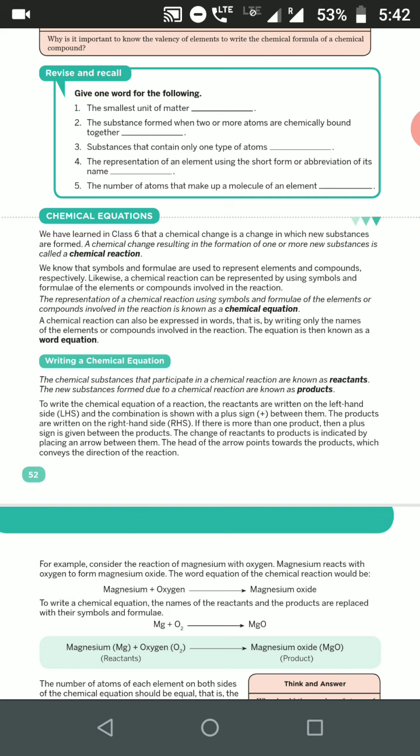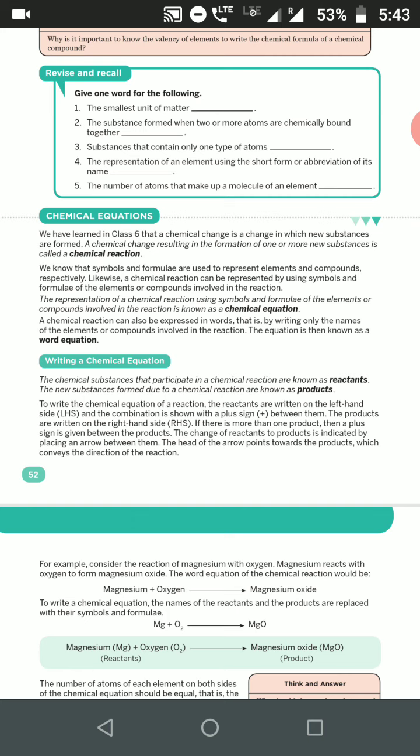Now, what is a chemical equation? A chemical equation is the representation of a chemical reaction using the symbols and formulas of the elements or compounds involved in the reaction. It means representation of a chemical reaction. The reaction which has taken place, we represent through the symbols and formulas of the elements or compounds. That is a chemical equation.